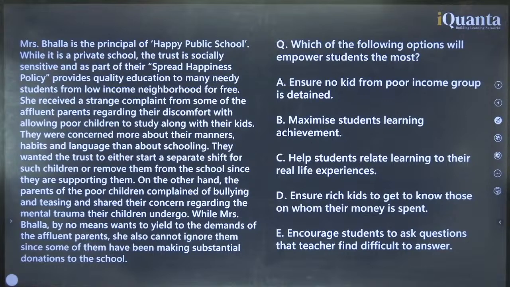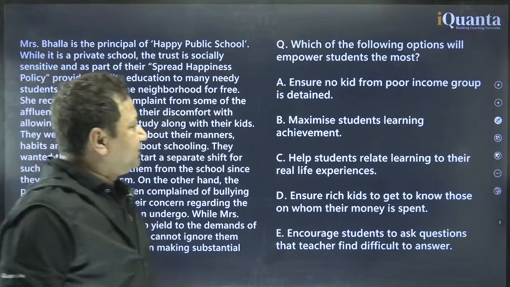Raj, it's not RC, it's decision making. Okay, Raj. Chalo, let's see.